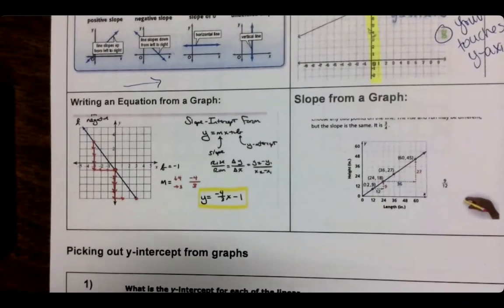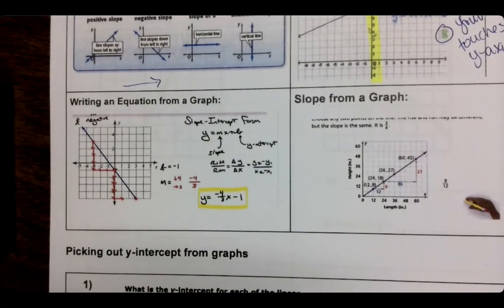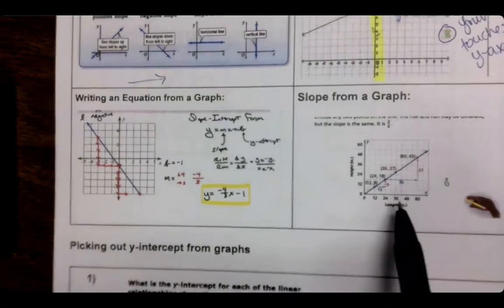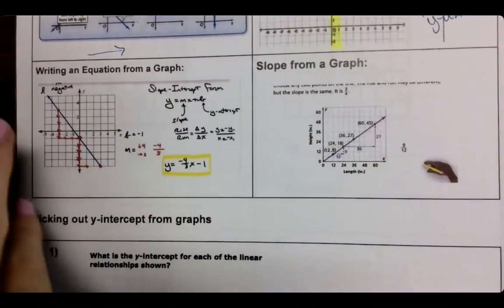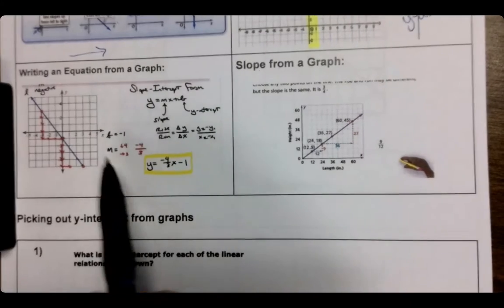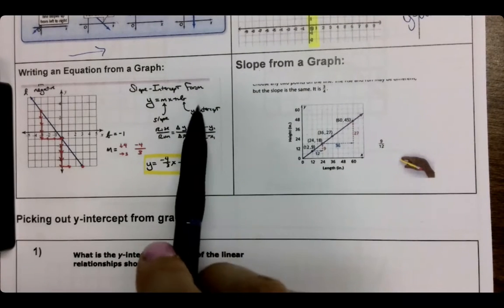All right. Then we have slope from a graph as well. This is what we worked on last class. We are doing pretty good with the slope from a graph, so I think we should be pretty good today. And then we also have now putting it kind of together.